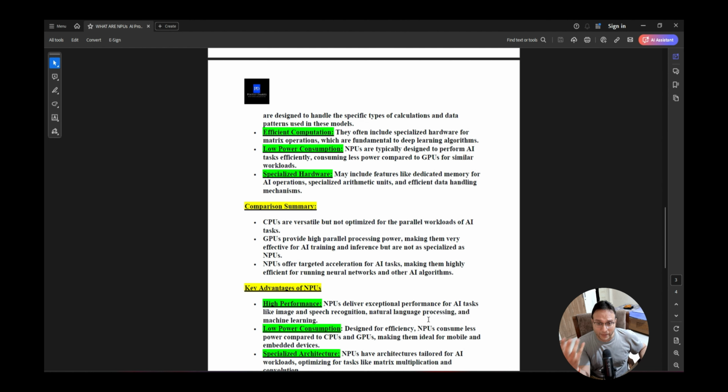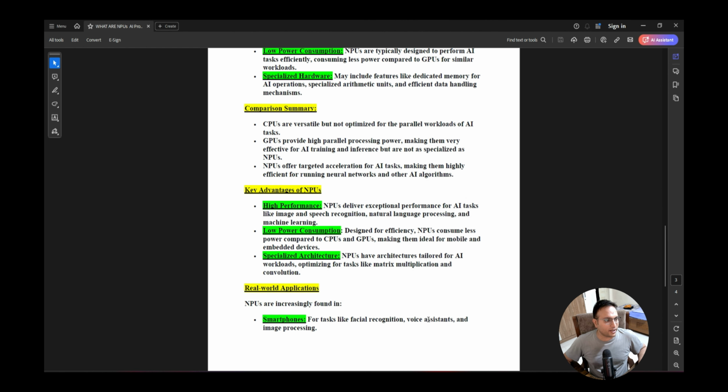It's not specialized; it was not created only for AI. That's the reason you can perform the task using a GPU. But if you have to use it specifically for AI work, you can't use the GPU for a long time, as it costs a lot. And NPUs offer targeted acceleration for AI tasks, making them highly efficient for running neural networks and other AI algorithms. Any algorithm belonging to AI, you can run it on an NPU.